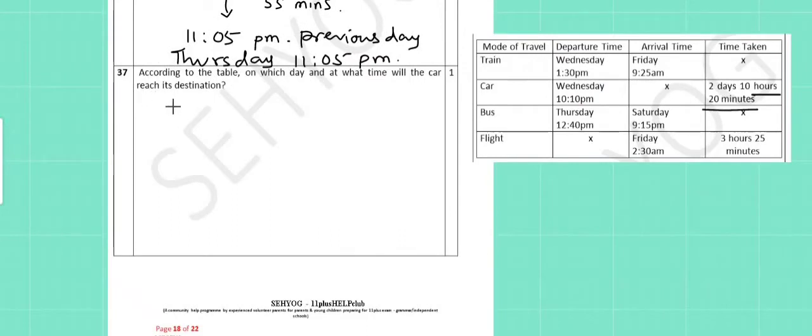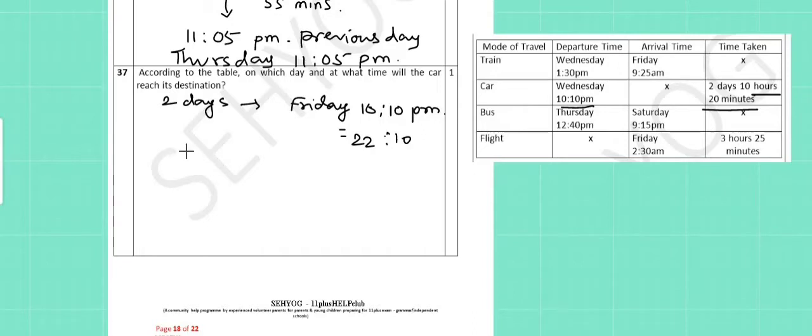In question number 37, on which day and at what time will the car reach its destination? So, the car is starting on Wednesday 10 past 10 o'clock at night. So, we will first count 2 days from that time, which will bring us to Friday 10 past 10 o'clock at night. With that, we will add up 20 minutes more, which will give us 30 minutes past 10 o'clock.